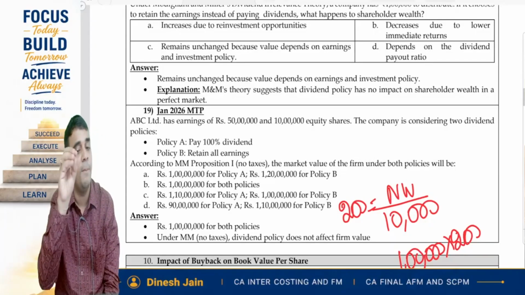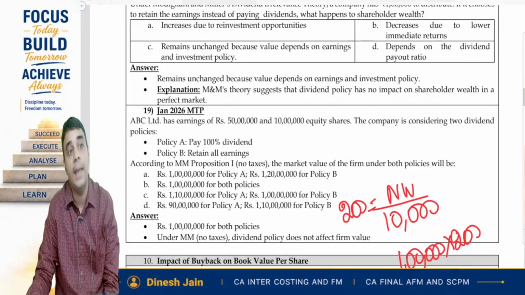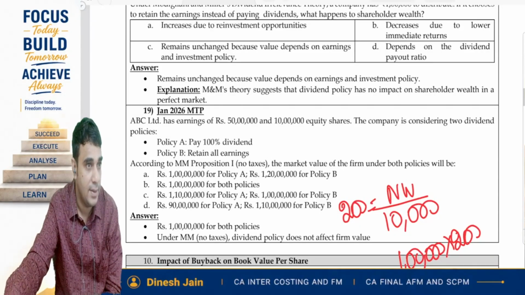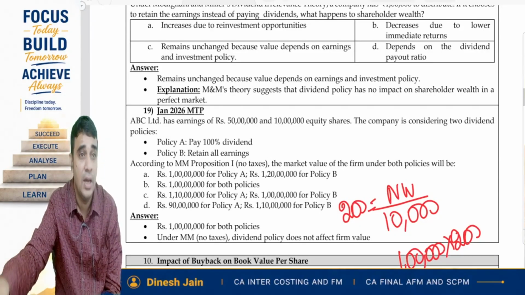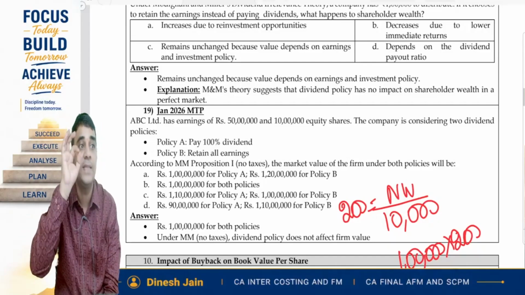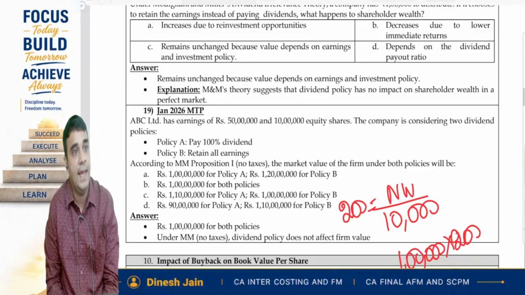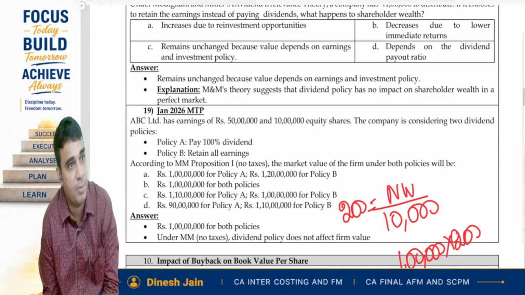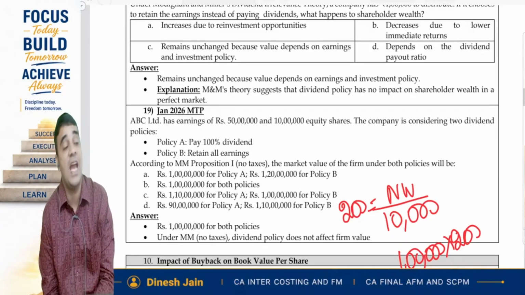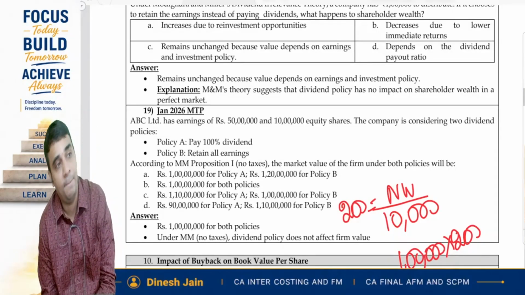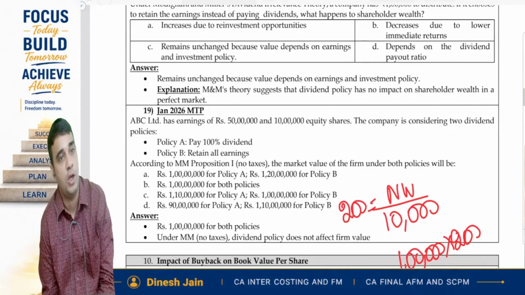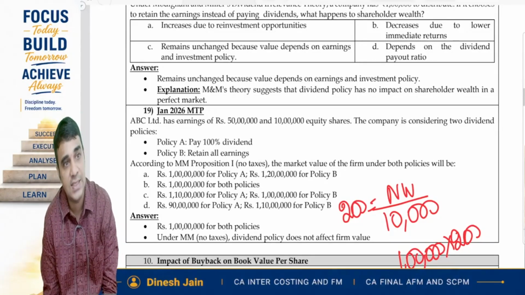Last concept: if you do a buyback, the net worth will go down by the amount of the buyback size. What is net worth? Share capital plus reserves minus fictitious assets, or number of shares into existing BVPS. So the new BVPS is the number of shares into existing BVPS, minus shares bought back into buyback price, divided by existing shares minus the shares bought back.